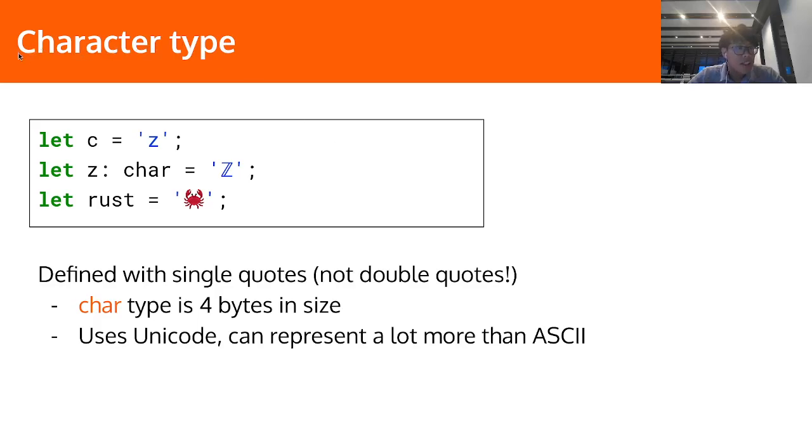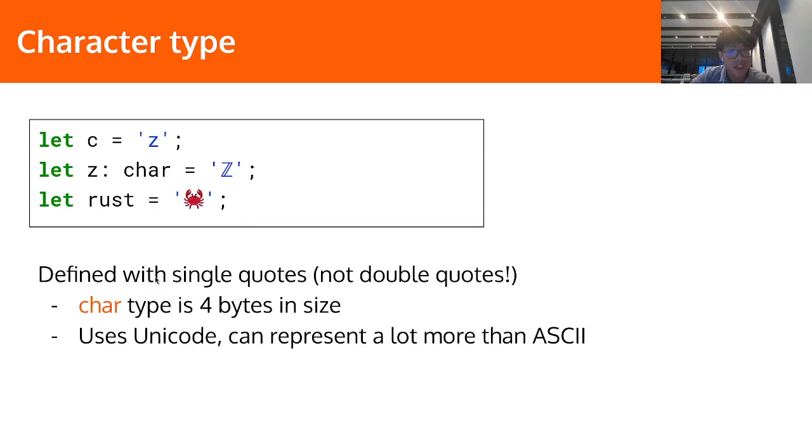So the last core data type that I want to talk about in Rust is the character type. Again, I've shown a few examples of the declaration here. We have the declaration without the explicit type, the declaration with the explicit type, and this one without. An interesting thing that I would like to bring your attention to is that these characters, for example, this Z-like symbol and this crab, are not standard ASCII characters that we're used to.